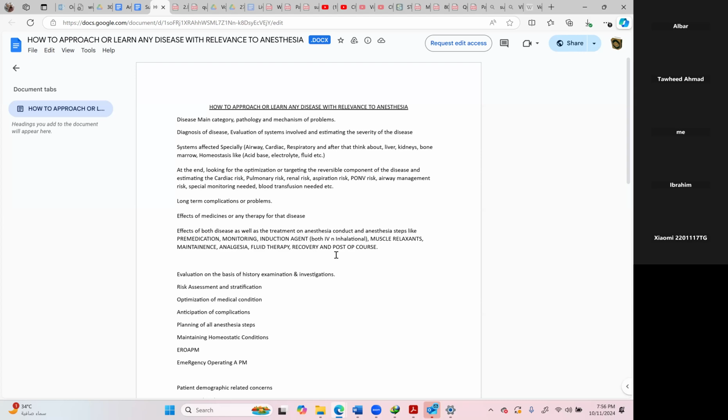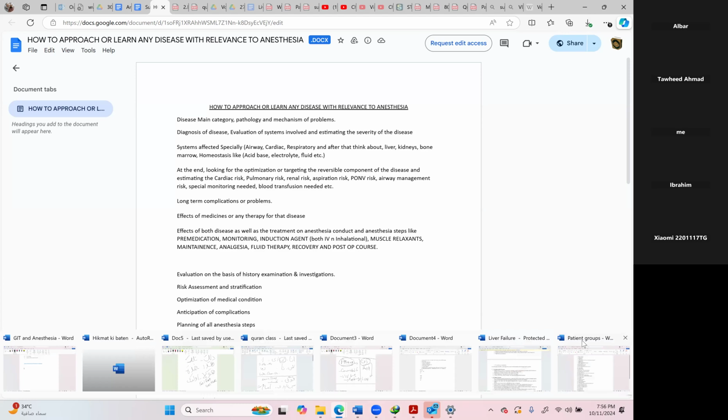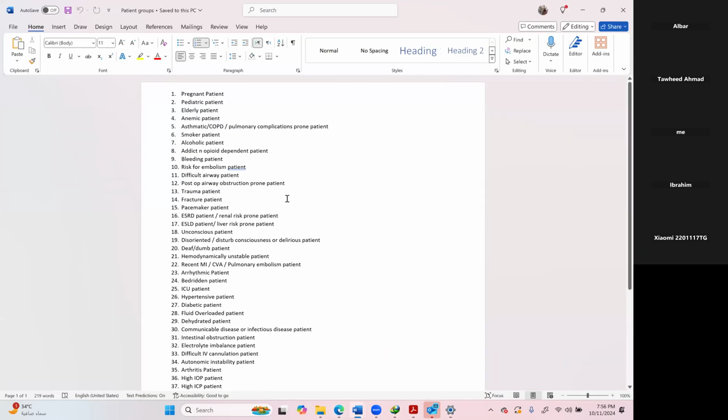So for the elderly patient, you should be thinking about what the things are: more chances of delirium. Elderly patients are prone to post-operative cognitive dysfunction. It's a terminology, post-operative cognitive dysfunction. So the elderly patient will be at risk of having it. These are the things you should be considering when focusing on an elderly patient. Anemic patient.